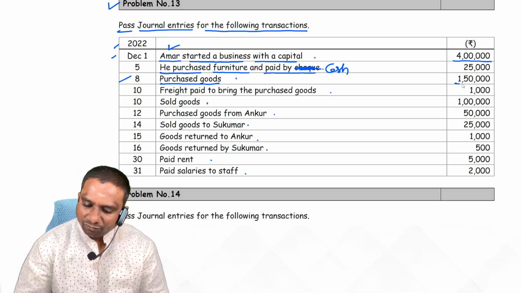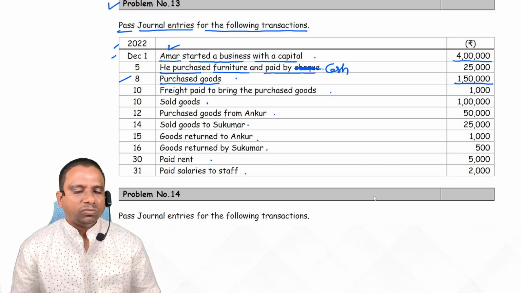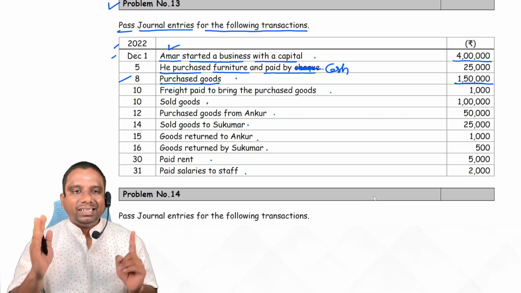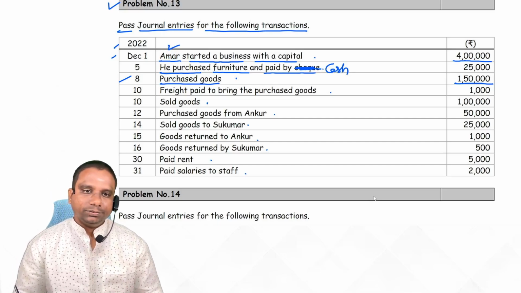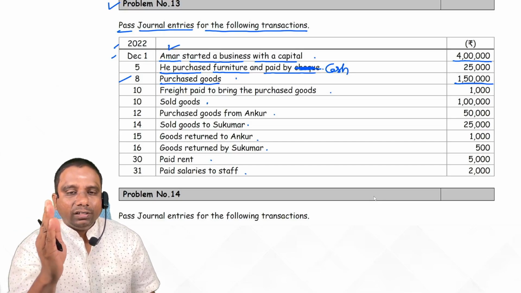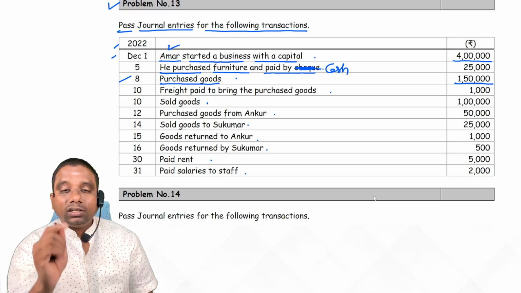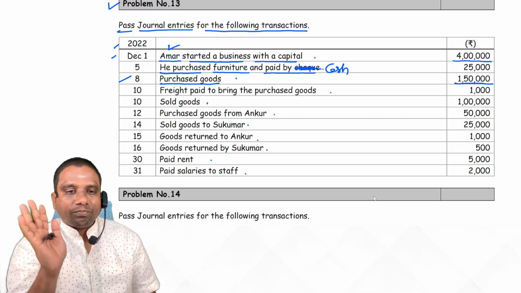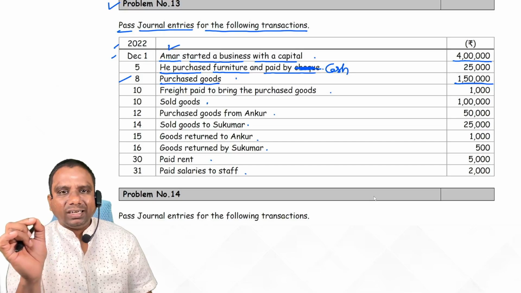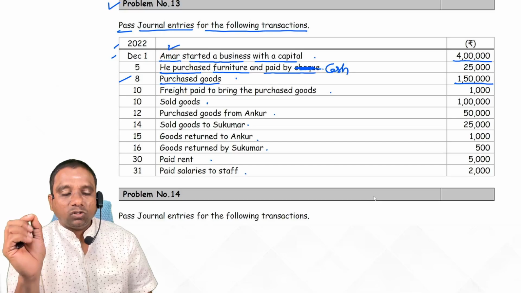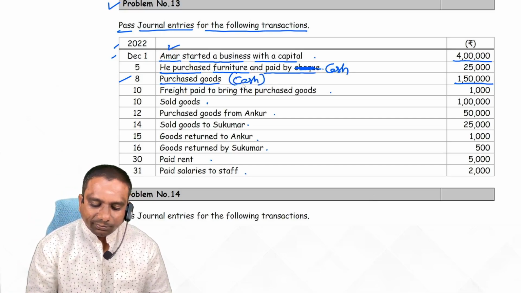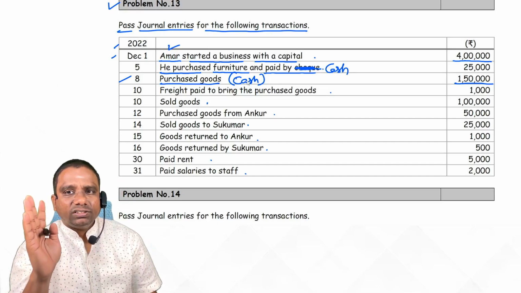Purchased goods 1,50,000. Now you tell me, whenever we purchase or sell goods, first check whether this is a cash transaction or credit transaction. Here they did not mention whether we paid cash or on credit. If this transaction is on credit, they should compulsorily mention the supplier name. Here they did not mention the supplier name, nor whether cash is paid. In this type of situation, we assume this transaction as a cash transaction. Yes, students?